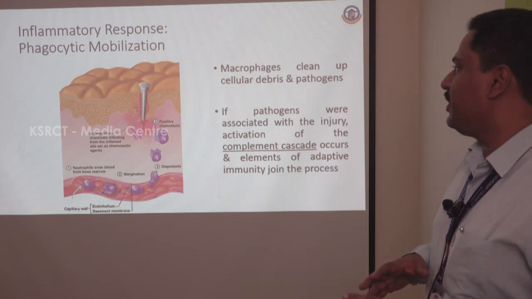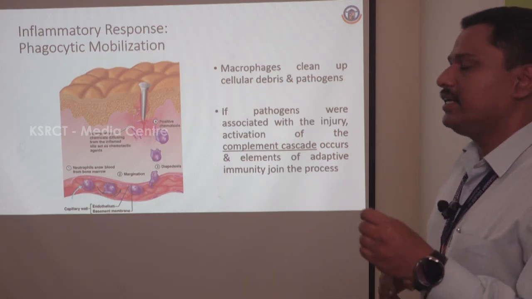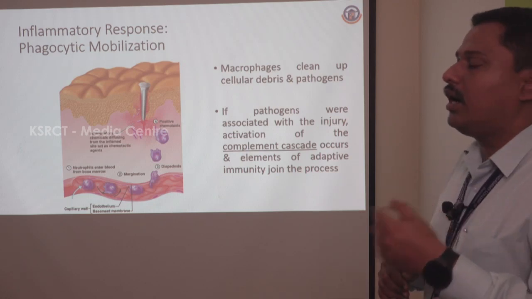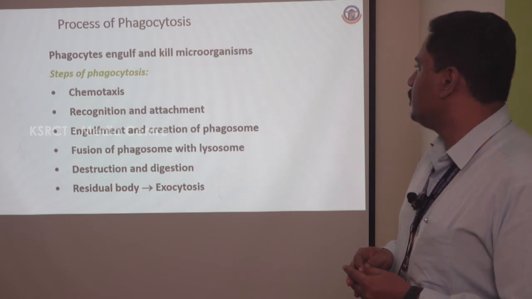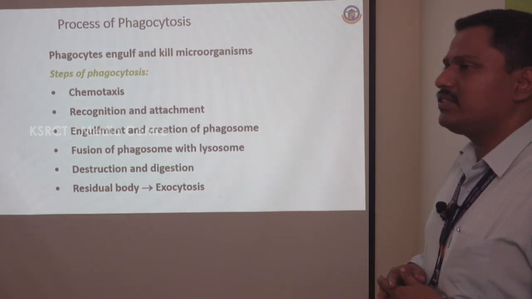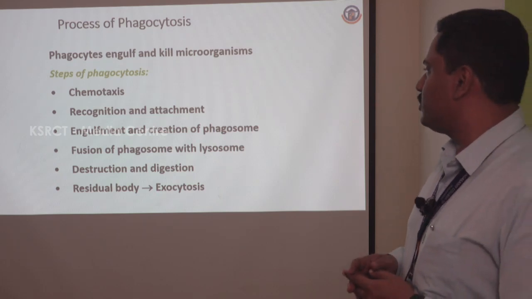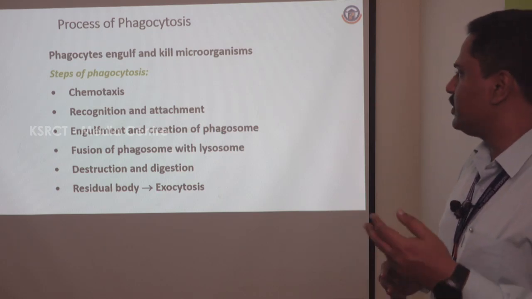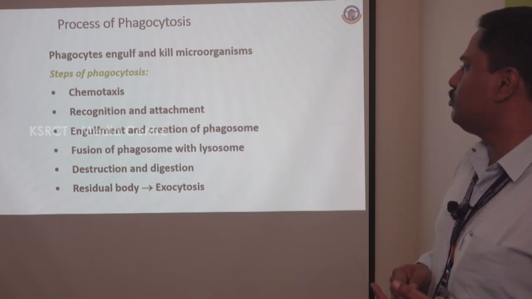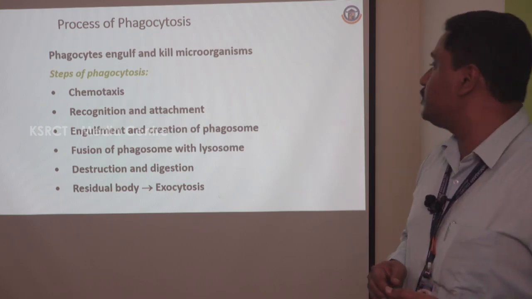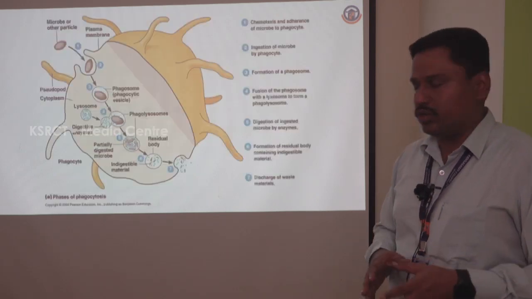Once the inflammatory response is identified, macrophage cells enter the system and the pathogens are destroyed through the process called phagocytosis. Phagocytosis is the process of engulfing a microorganism and killing it completely. What are the steps of phagocytosis? One is chemotaxis, recognition and attachment, engulfment and creation of phagosomes, fusion of phagosomes with lysosomes, and destruction and digestion leading to the residual body or exocytosis.